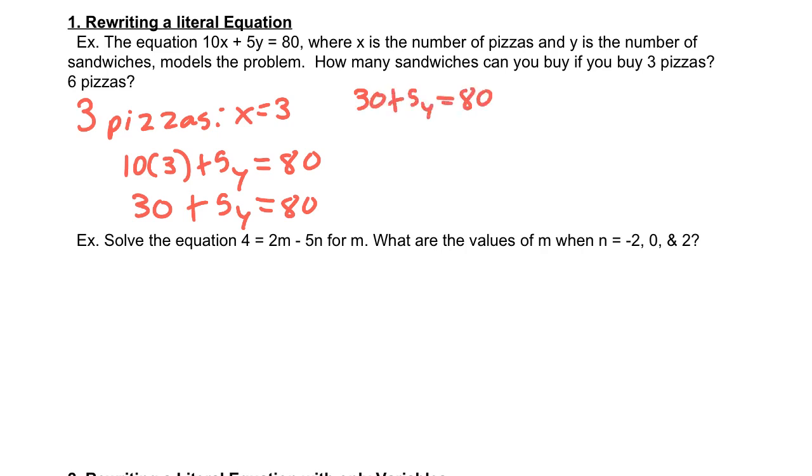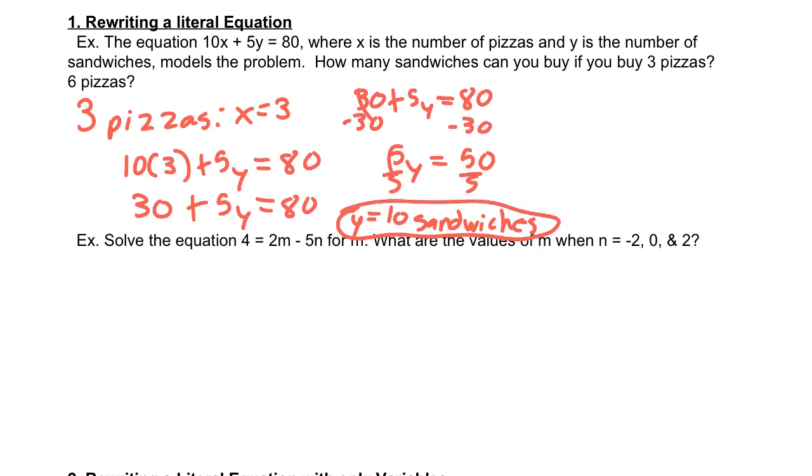I can solve that equation by subtracting 30 from both sides. I get 5y equals 50. I can divide by 5, and then y equals 10. But it's important that we know what y stands for in this problem. Y stands for 10 sandwiches. Okay? So 10 sandwiches. So if we know the value of one of the variables, we can substitute that value in and then solve for the other variable.